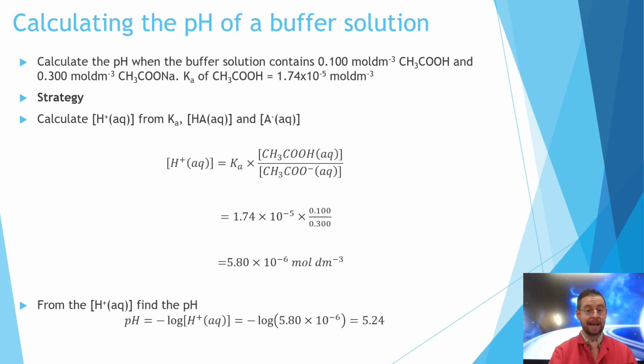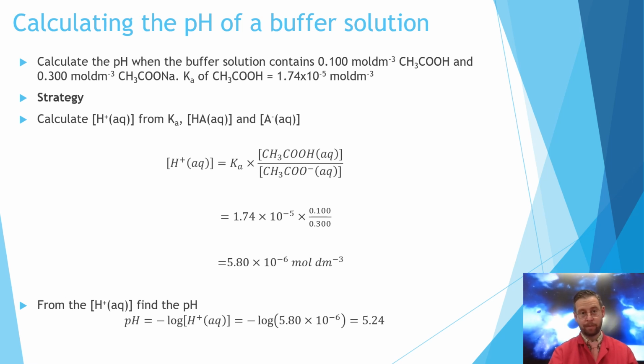The second step, because it asked for the pH and not the concentration, is we have to put it into the pH equation. The pH is equal to the negative log to the base 10 of 5.8 times 10 to the minus 6, which comes out that the acidity, or the pH, is 5.24.